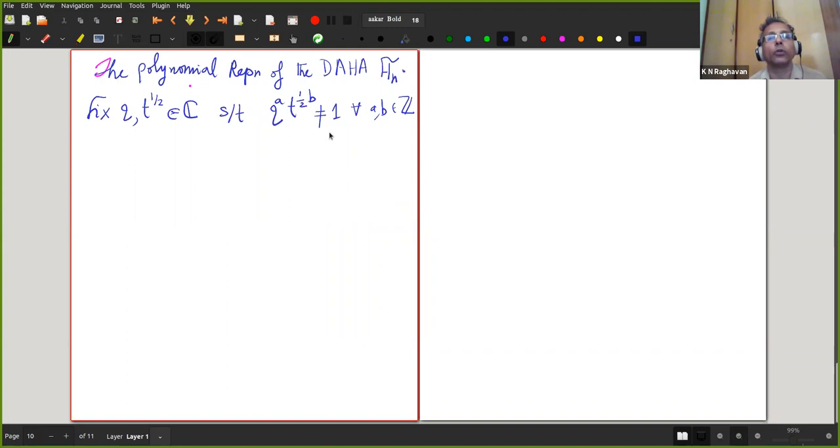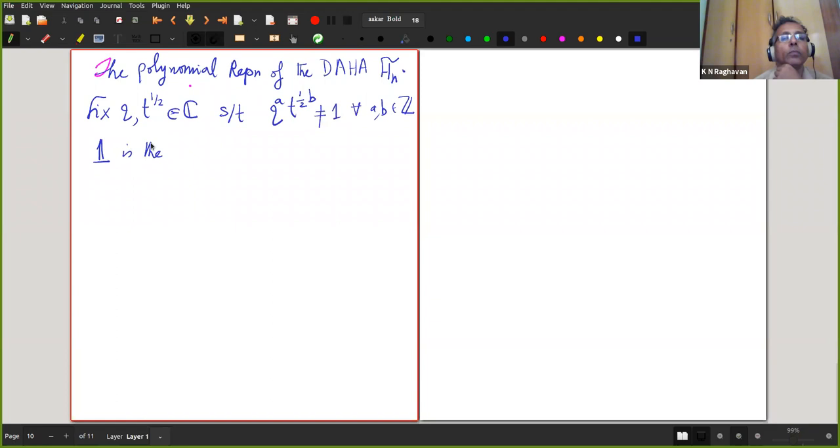Okay, so these are certain parameters that you choose, such that this power or this product never equals 1. Q to the A times T to the half to the power of B never equals 1 for whichever value of A and B you choose. At the moment, I still don't see where this is going to be used. We will definitely not come across it today, but it will, I'm sure, appear somewhere.